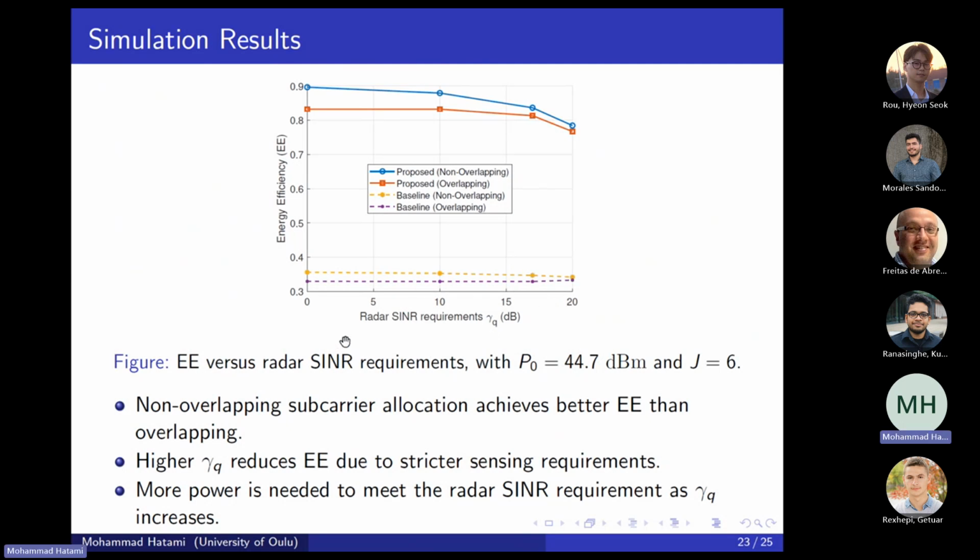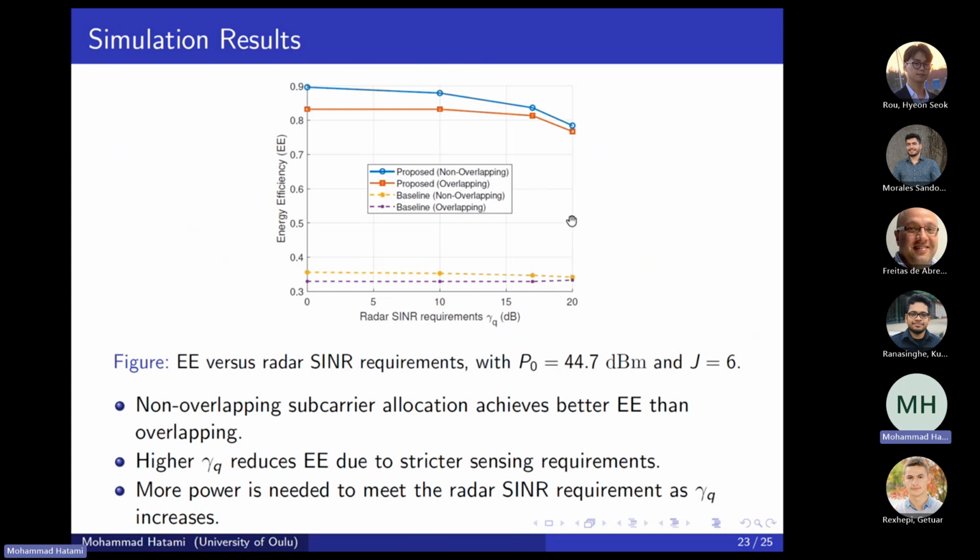Next, we plot this figure, which shows the energy efficiency performance with respect to the radar SINR requirements. And it's clear that when we increase this gamma_Q, the constraint would be, the feasible set would be reduced. Therefore, we need to have more power to meet the radar SINR requirements. Therefore, we need to increase the power, which leads to a decrease in the energy efficiency. And overall, as shown here and also in the previous figure, the non-overlapping scheme has a slightly better performance compared to the overlapping.